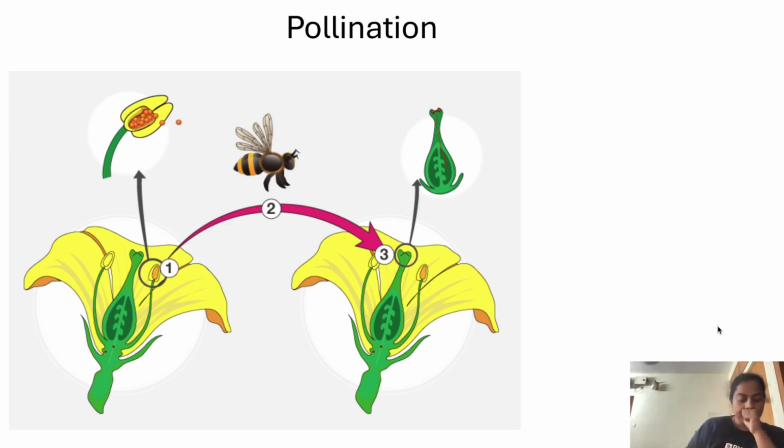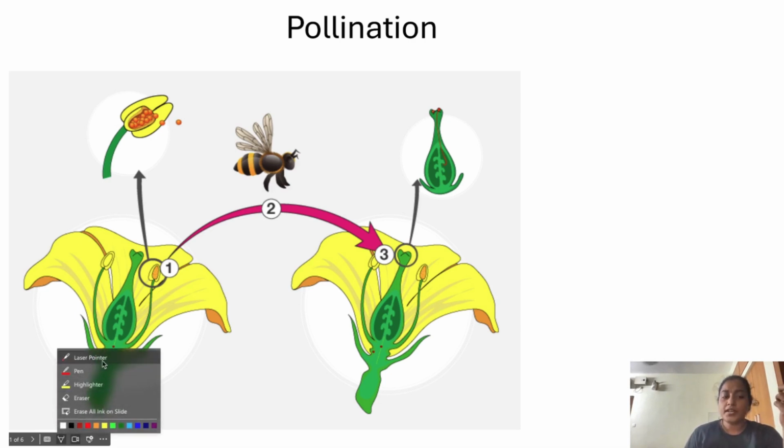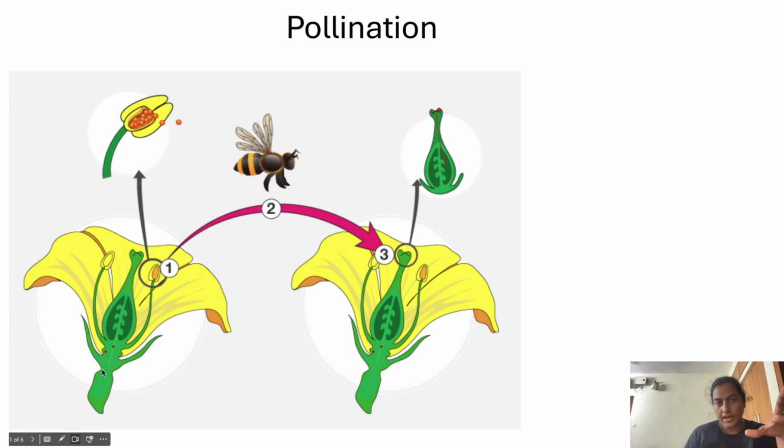So let us begin. I have already told you what is pollination, right? Transfer of pollen grains from anther to stigma. Fine. So we have a lot of pollinating agents. If it is biotic, you have living pollinators like a honeybee or a butterfly, and a non-living pollinator like wind or water. So the pollen grain from the anther is getting transferred to the sticky stigma, which means they're going to land on the stigma. They are getting deposited on the stigma.